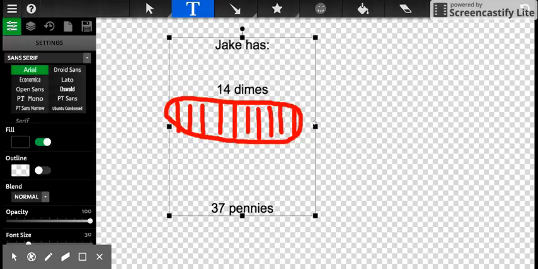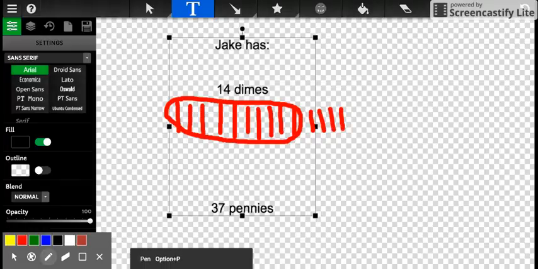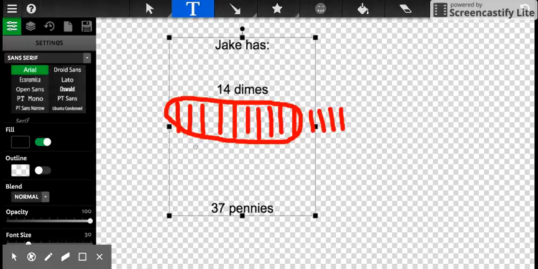So far I've made 10 dimes total, but it says I'm supposed to have 14 dimes. So I need 11, 12, 13, 14. So I can see that these 10 dimes here make $1, like we talked about.